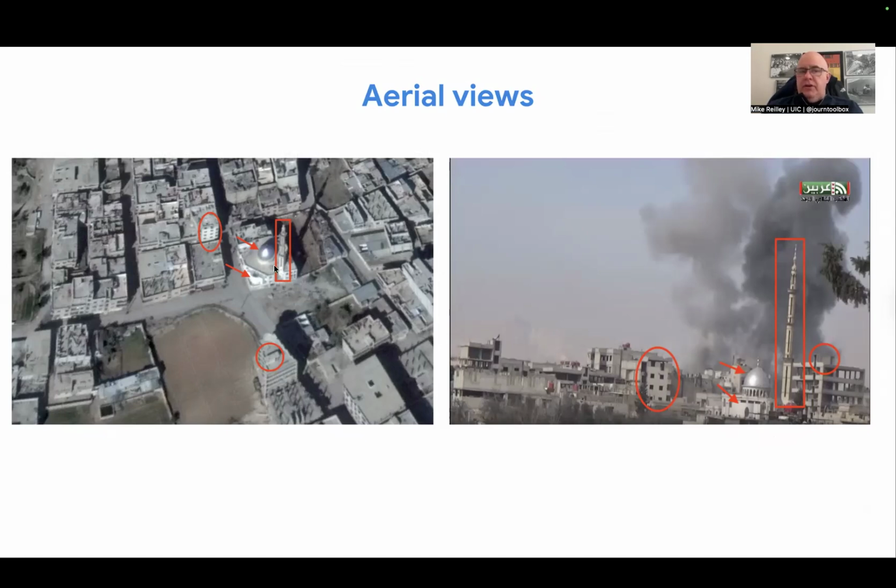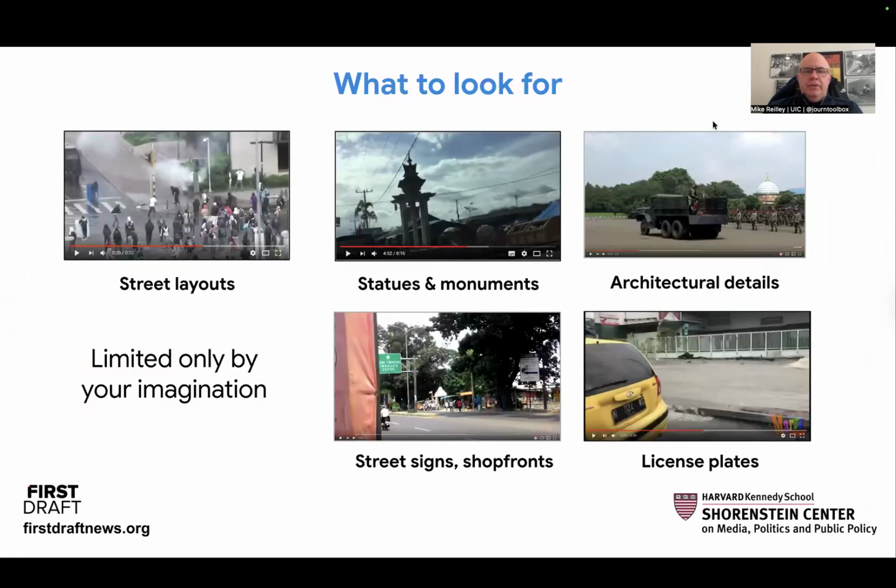You can go in and look at aerial view, and you can confirm those areas. You can see them right on the aerial views, and sometimes the overhead view makes it even easier than trying to get down into the street view to confirm something. It's really helpful. Look at things like street layouts, look for monuments, statues, things that are unique to that area, any architectural details. Street signs and shop fronts are very, very helpful as well.